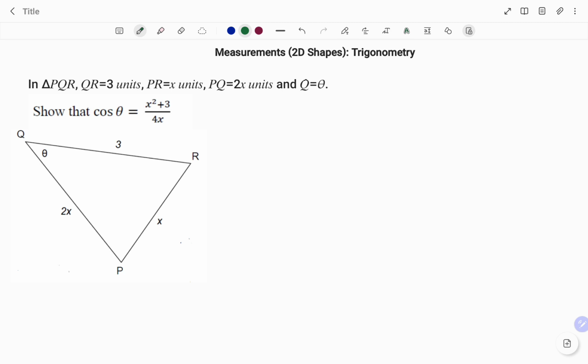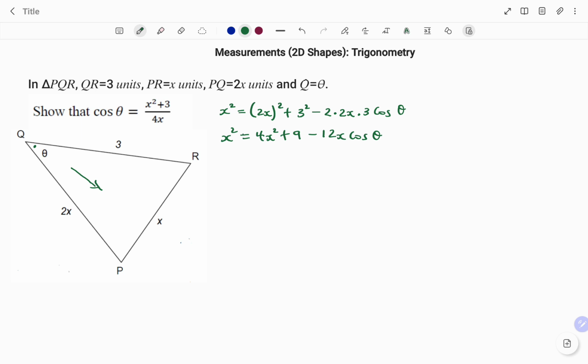In this case, I'm going to use the cosine rule, and because the angle at Q is a reference angle, I will start with the side facing the reference angle. So using the cosine rule, I have x squared equals the sum of the squares of the other two sides, so that's 2x all squared plus 3 squared minus 2 times 2x times 3 cos of the reference angle, that's theta. Simplifying, I have x squared equals 2x all squared will give us 4x squared plus 9 minus 2 times 2 times 3, that's 12x cos theta.